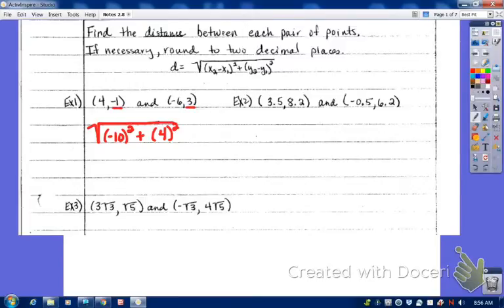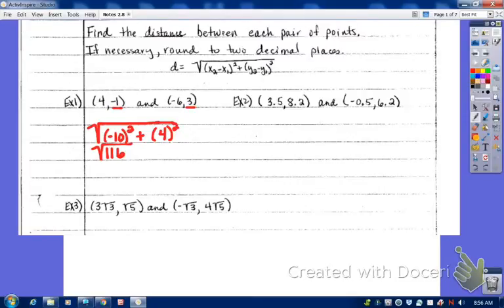Usually by this point, you're doing some adding and subtracting in your head. Some of you might even be able to square those in your head. So that's going to end up being 100 plus 16. So that's going to be the square root of 116. Your directions say find the distance between each pair of points. If necessary, round to 2 decimal places.